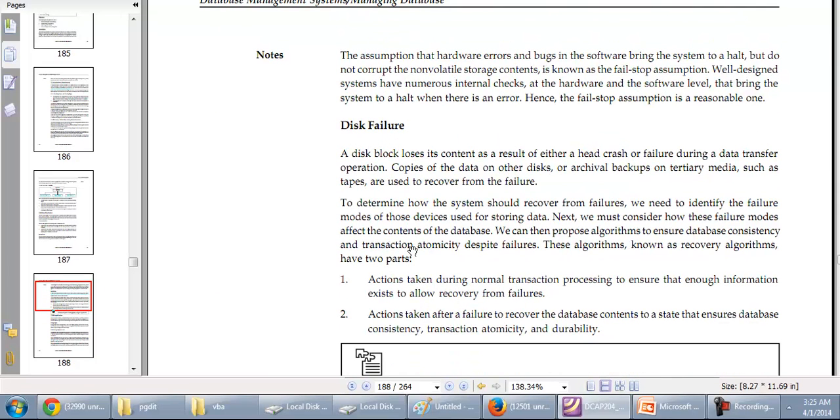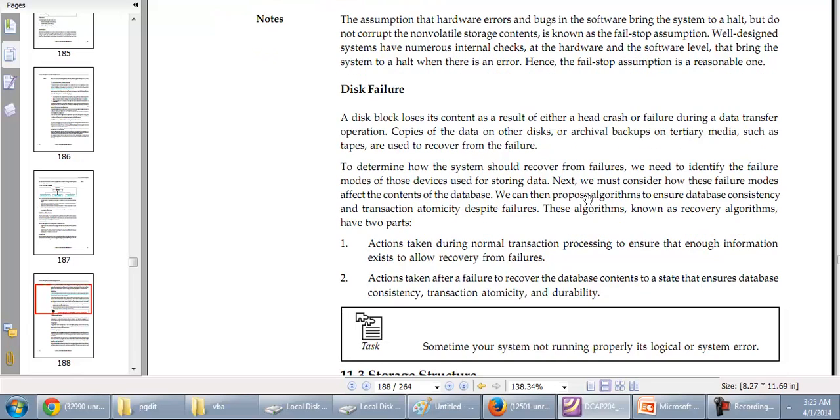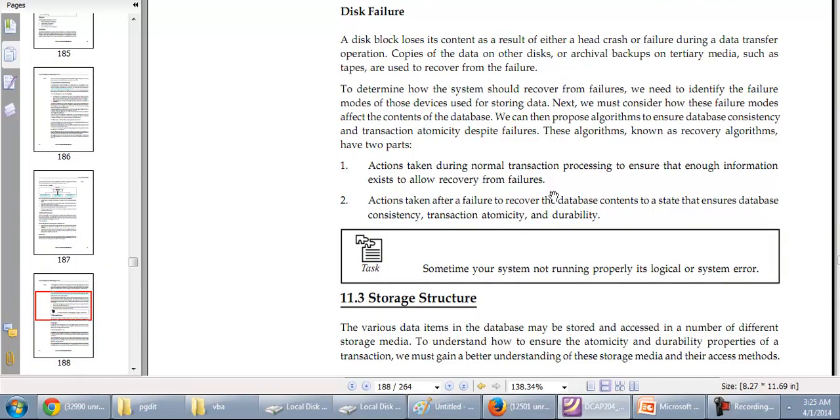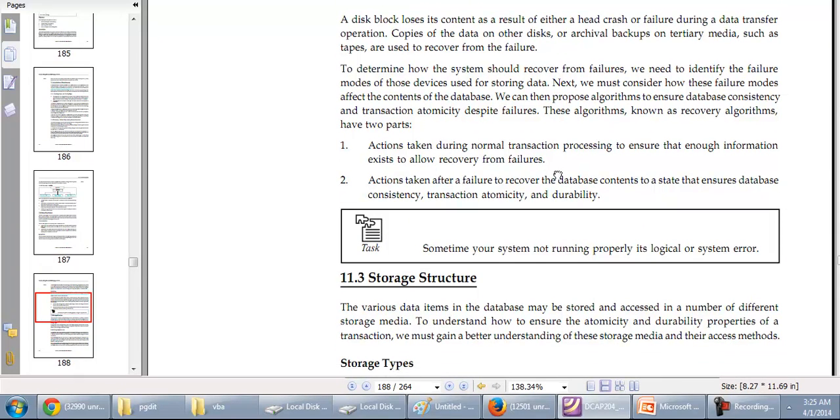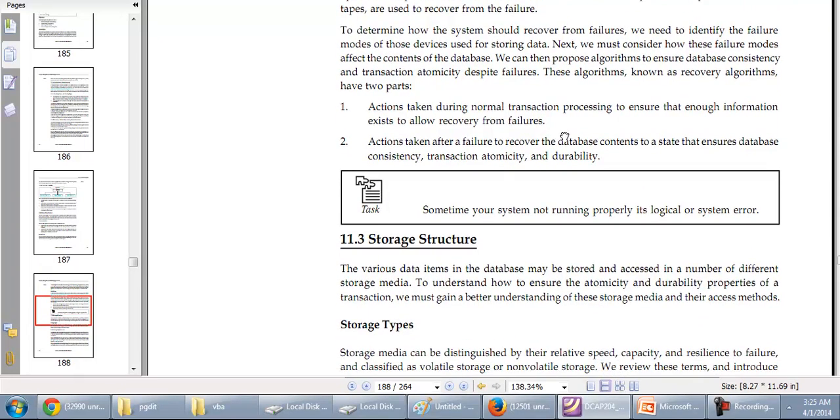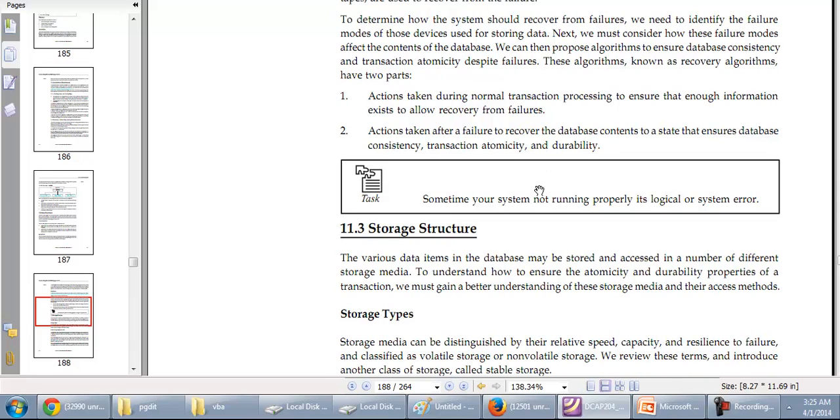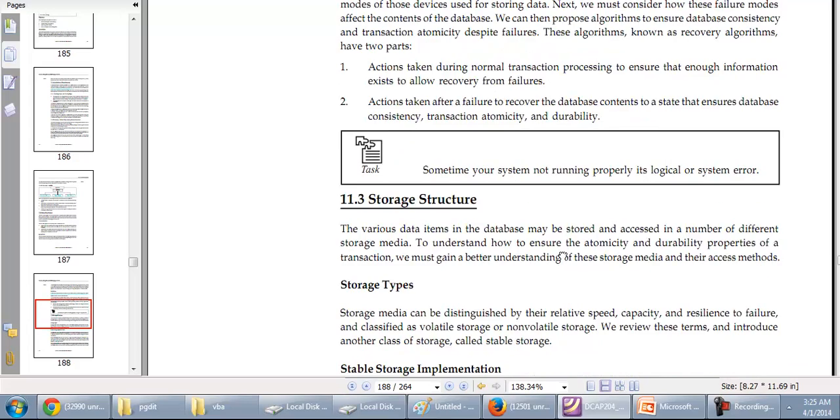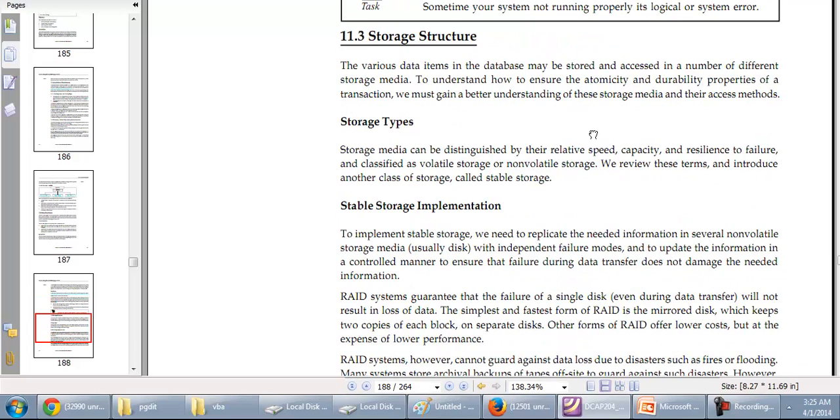The assumption that hardware errors and software bugs bring the system to a halt but do not corrupt non-volatile storage is known as the fail-stop assumption. A well-designed system has numerous internal checks which bring the system to a halt. Disk failure: a disk block loses its contents as a result of a head crash or failure during a data transfer, so copies of the data on other disks or archival backup are needed. To determine how the system should recover from failure, we need to identify the failure model of those devices. Action taken during normal transfer to ensure enough information exists to allow recovery from failure. Action taken after failure to recover. So these are the two works.